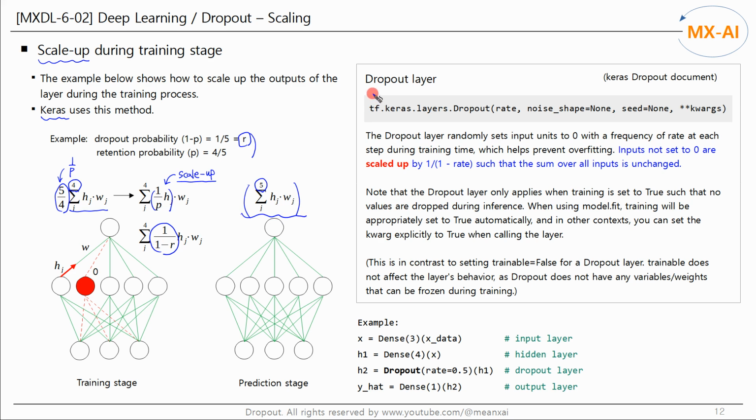Let's take a look at the documentation of Keras Dropout. Here we specify R, the dropout rate. Inputs not set to 0 are scaled up by 1 over 1 minus rate, such that the sum over all inputs is unchanged. In Keras, dropout is used as follows. Here the word inputs refers to H1, which is the input of the dropout layer. So this means the output of the hidden layer.